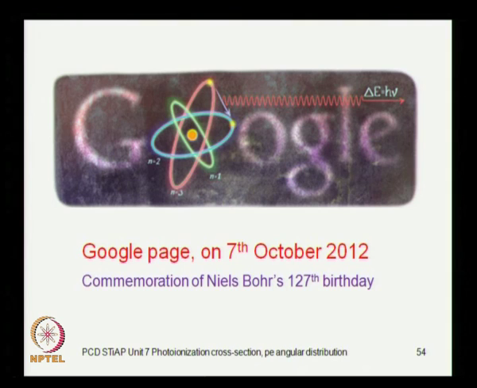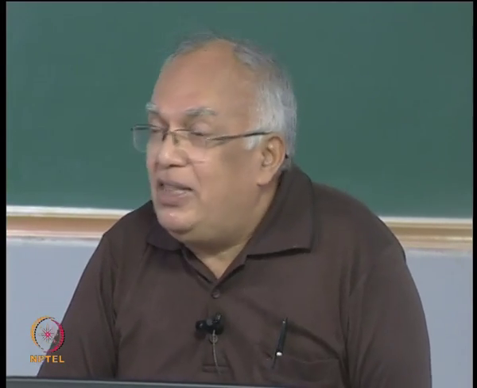While I was preparing these slides, a few days ago on the 7th of October, if some of you use Google, you might have seen this picture, and in this picture Google showed a transition of an electron jumping from here to here, and this is not how quantum transitions take place. I thought it was an interesting picture which Google posted, and I was very delighted to see that it was in commemoration of Niels Bohr's 127th birthday on 7th of October, but that is not how the transitions take place, and here we are talking about quantum transitions.